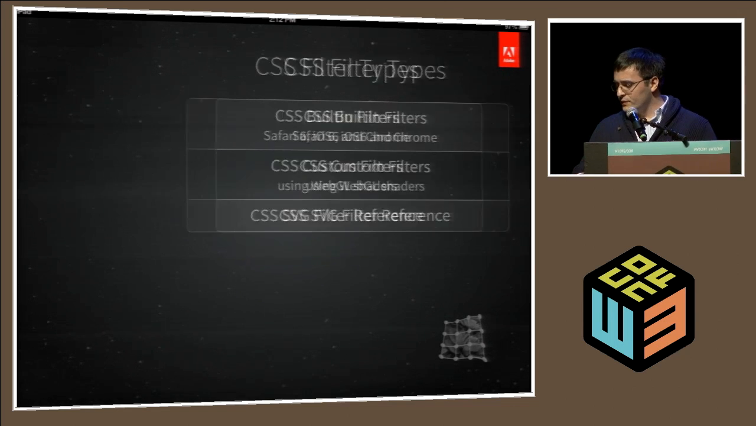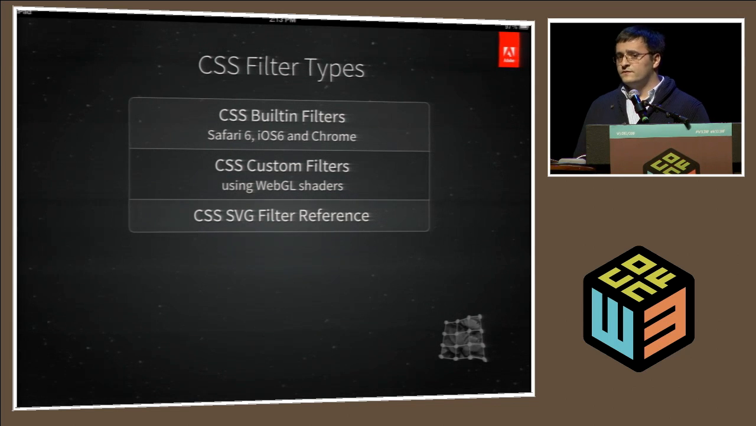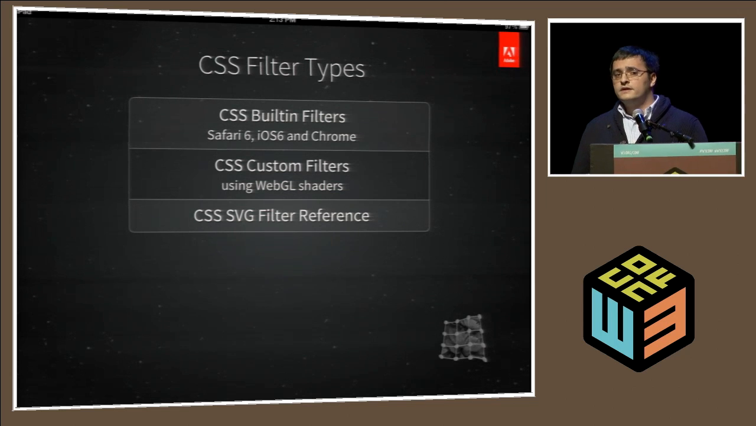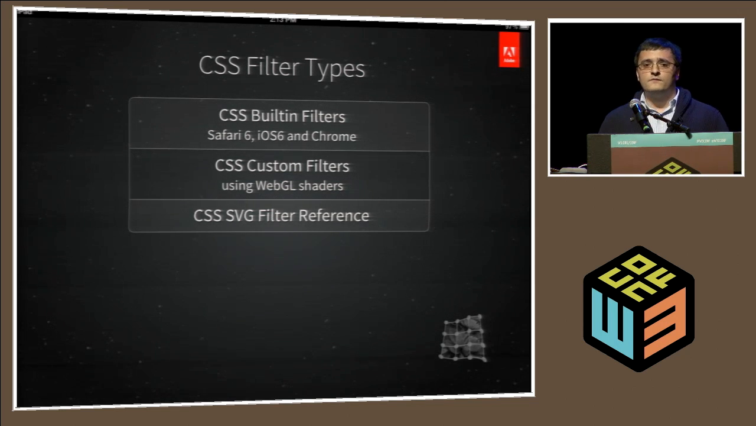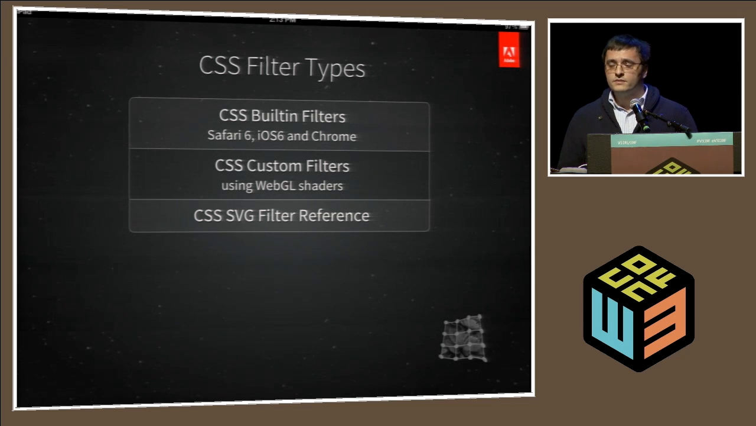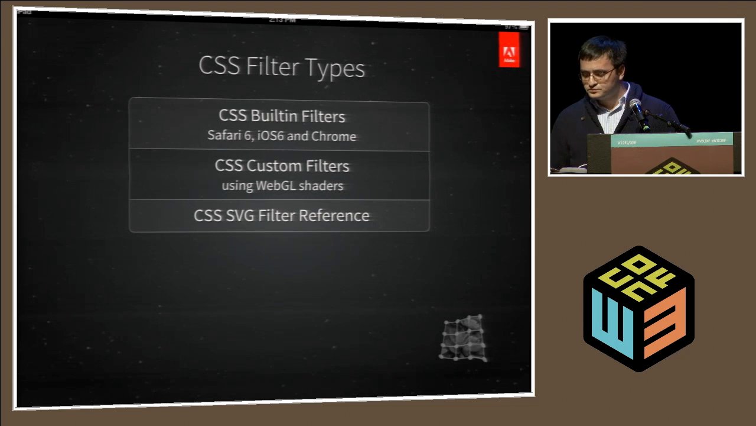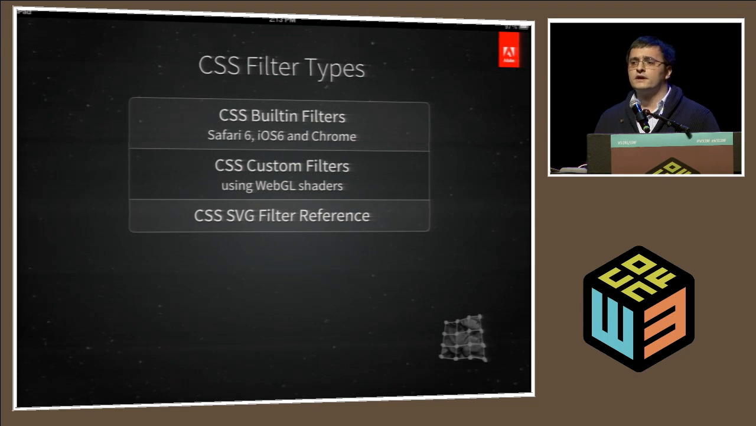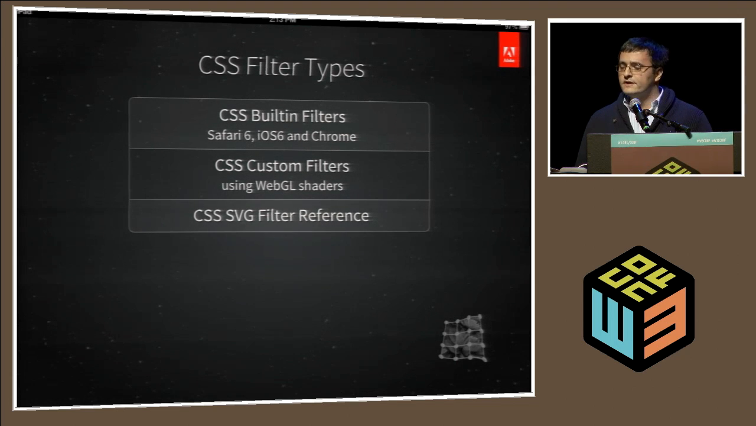And one thing that you need to know is that there are 3 types of filters that can be applied on elements. The first one is the most common. They're the built-in filters. There are 10 filters that are available today in some of the browsers, like Safari 6, iOS 6 also has it, and Chromium. And they include things like drop shadow, blur, or other color manipulations like brightness or sepia.